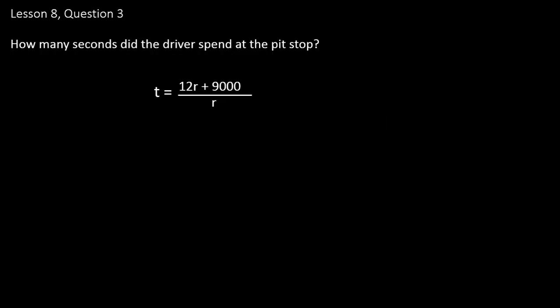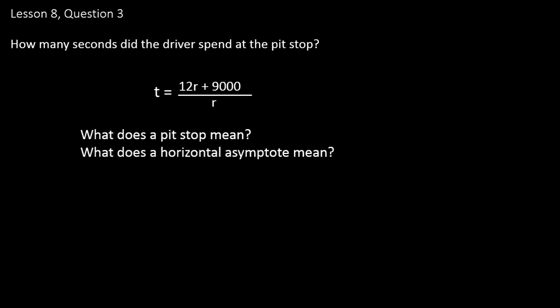Now, given our scenario in the last question, how many seconds did the driver spend at the pit stop? This is related to question 2. Think about what a pit stop means, and think about how that relates to what a horizontal asymptote is. Again, refer back to question 2 as you consider your answer for question 3.